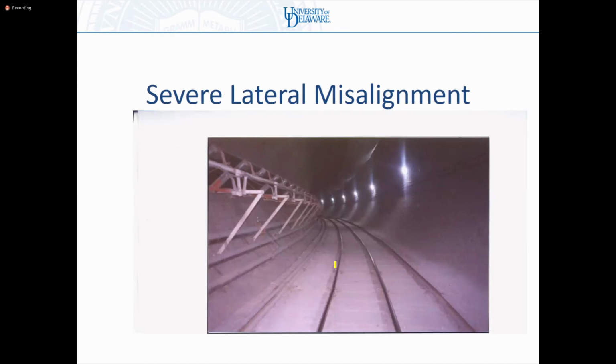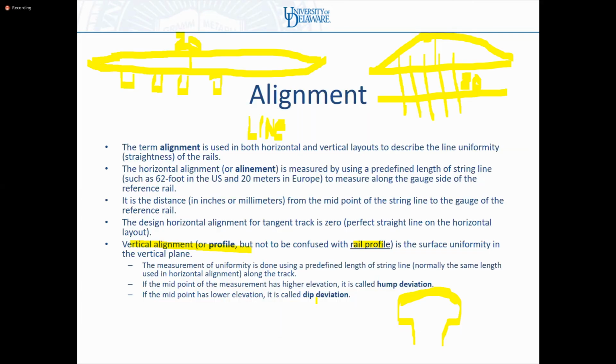And again, alignment. Can I have a question? Yes. How can you measure the dip deviation if it's embedded rail, for example? Well, you're measuring the top of the railhead. So yes, I know, but you cannot measure the dip because it's concrete there. You can't measure the dip? Yes, you can, because it's defined at the top of the railhead.